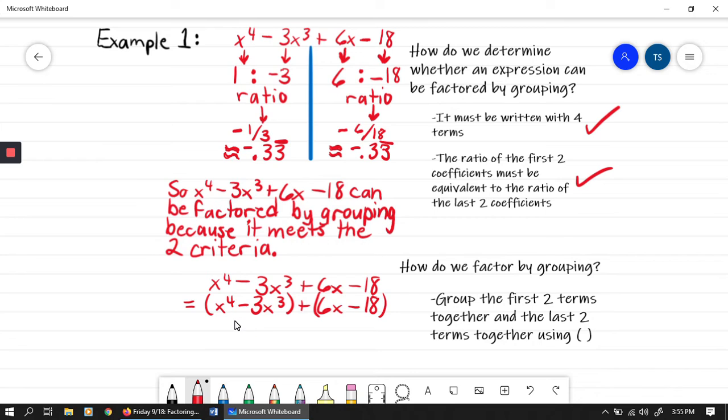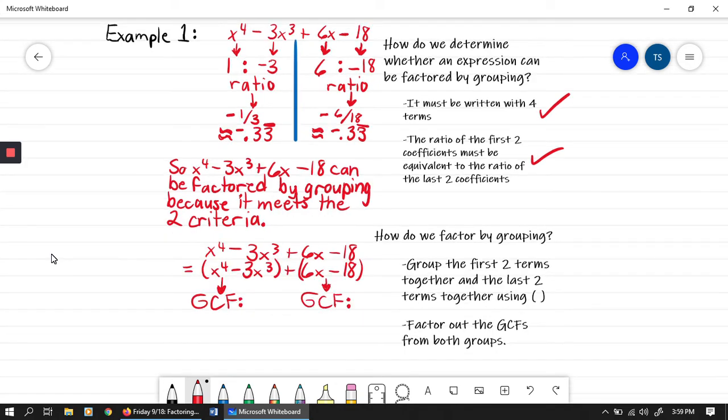What we want to do with each group is factor out the GCF, or greatest common factor, from each of these groups. So when we're looking for the GCF from both groups, look at this first group on the left. I'm not going to write it out this time, just to save space. But remember I mentioned that you can write out the variables as repeated multiplication. So here you have 4 x's, x, x, x, x. 1, 2, 3, 4. 4 x's. And here you have 3 x's.